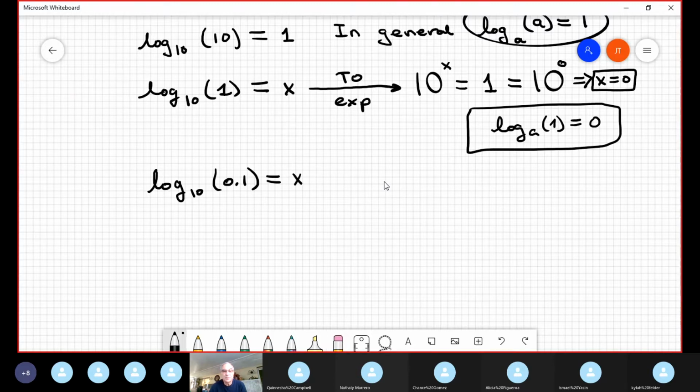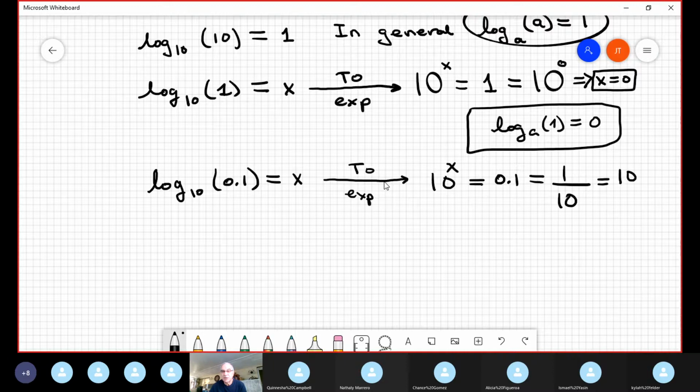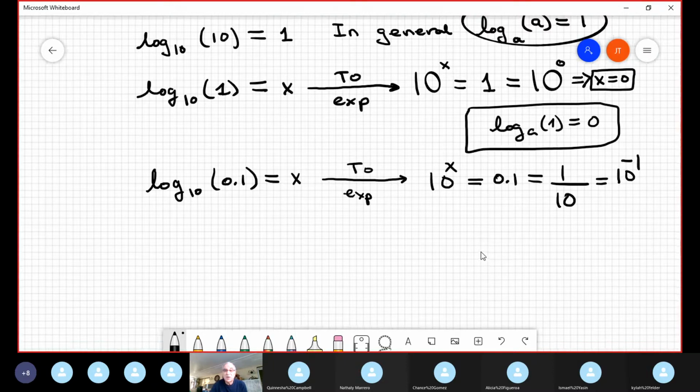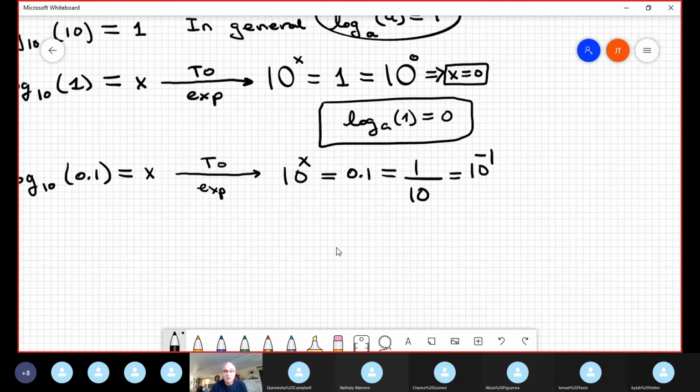Suppose I have no idea. I convert to exponential. The base is 10. The exponent, I have no idea, is equal to 0.1. But 0.1 I can write like a fraction, 1/10. And you try to express it with base 10. I put -1 exponent because I know very well that -1 exponent represents the reciprocal. Therefore, see, the base is the same and the exponential function is the same, because the exponent is the same.